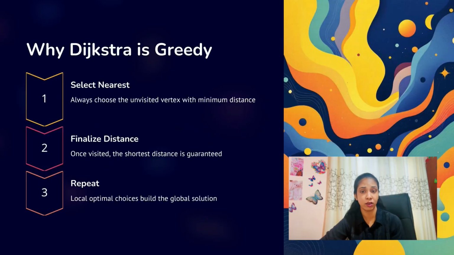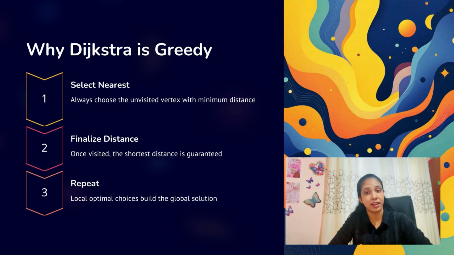Why is Dijkstra's algorithm greedy? Dijkstra's algorithm is called a greedy algorithm. Why? Because at each step, it selects the nearest unvisited vertex. Once selected, its distance is finalized, then it repeats the process. These local optimal choices together lead to a globally optimal solution.